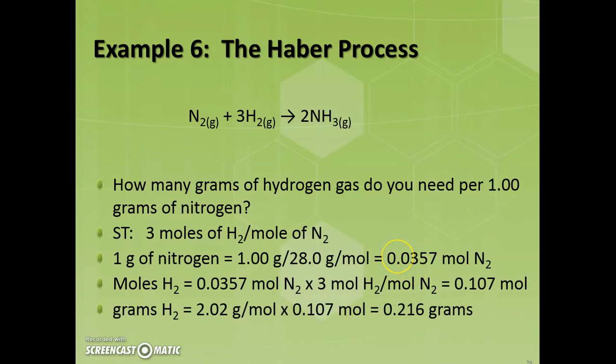Finally, the third step in the slingshot, we multiply by the molar mass of hydrogen, and this gives us the number of grams of hydrogen that we need per gram of nitrogen. And if we wanted to wrap this up, we would say we need 0.216 grams of hydrogen for every 1 gram of nitrogen.